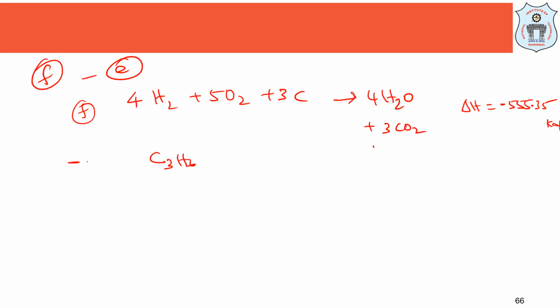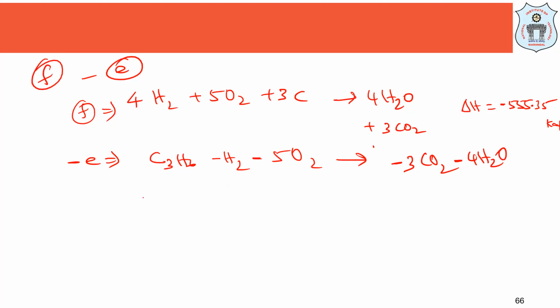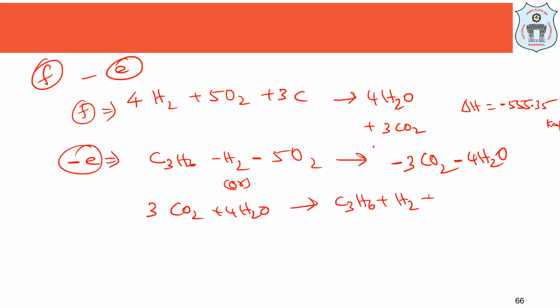E is C3H6 plus H2 plus 5O2 giving 3CO2 plus 4H2O. F is as it is, and minus of E means I'll write minus C3H6, minus H2, minus 5O2, giving minus 3CO2, minus 4H2O. The other way of writing it is, when I say minus E, it is the reverse of this equation. That is 3CO2 plus 4H2O giving C3H6 plus H2 plus 5O2. The delta H for this equation was earlier minus 560.2, and when I am reversing the reaction, this delta H is equal to plus 560.2.